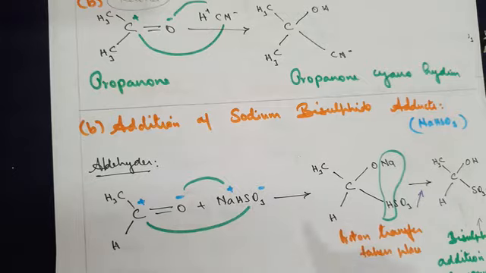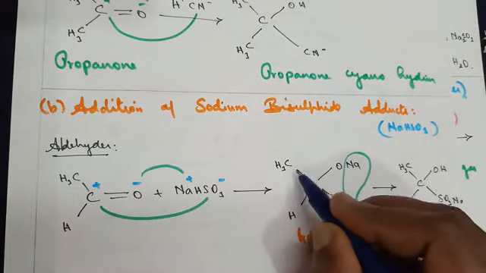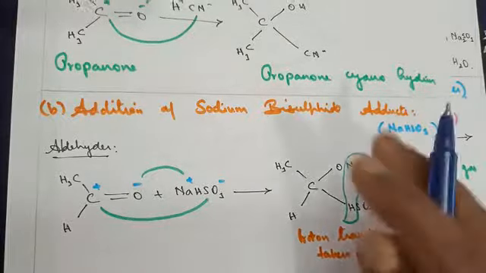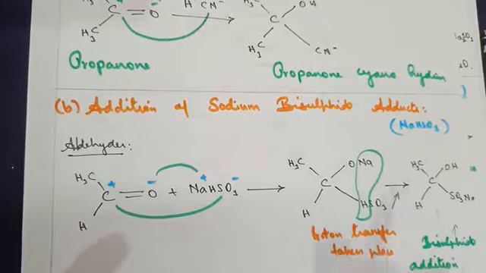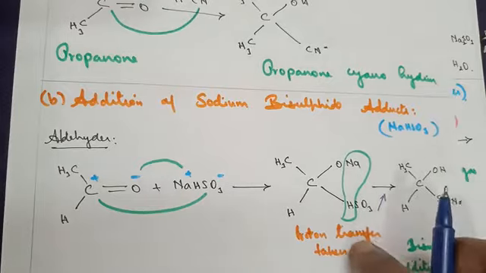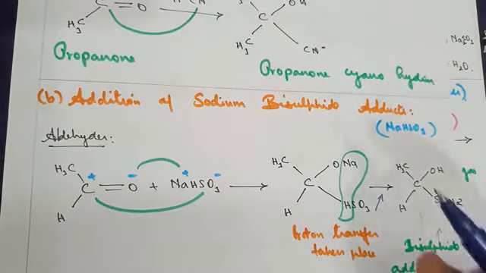HSO3 has got a negative charge. When they combine together, we get the formation of CH3CH(ONa)... where the O negative combines with a positive, CHSO3. Here, proton transfer takes place. So this writing should be above the arrow here.